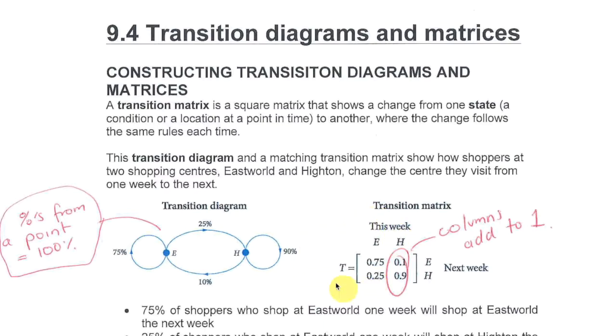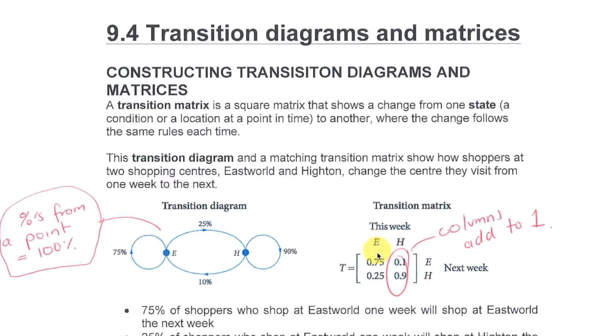So remember we said it was a square matrix. We've got two different states there. So we've got E and H, and so it's a 2 by 2 matrix. The transition matrix is usually denoted as a capital T. And you can see that we've represented this information in this particular matrix. The best way of looking at it is from the top here, it's always from and to. So from this week to next week.